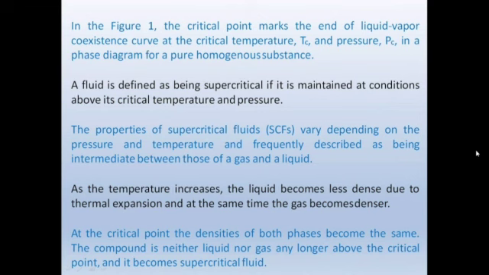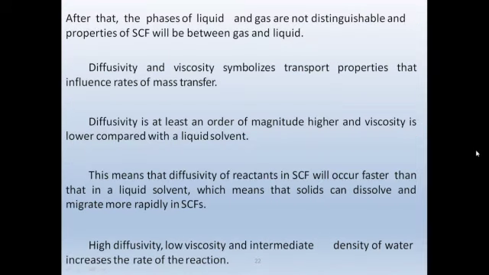As the temperature increases, the liquid becomes less dense due to thermal expansion, and at the same time the gas becomes denser. At the critical point, the densities of both phases become the same. The compound is neither liquid nor gas any longer above the critical point, and it becomes a supercritical fluid. After that, the phases of liquid and gas are indistinguishable, and the properties of the supercritical fluid will be between gas and liquid.